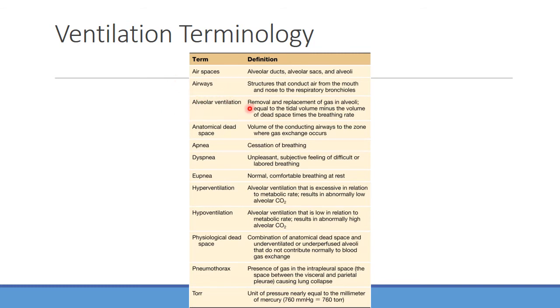Alveolar ventilation we're going to refer to as being that removal and the replacement of gas in the alveoli. Basically, it's going to be that tidal volume minus the volume of dead space times the breathing rate. And so, do you guys know what dead space is?